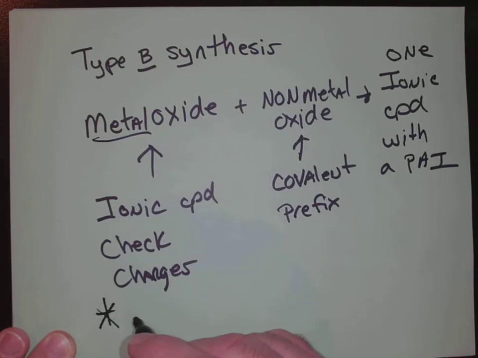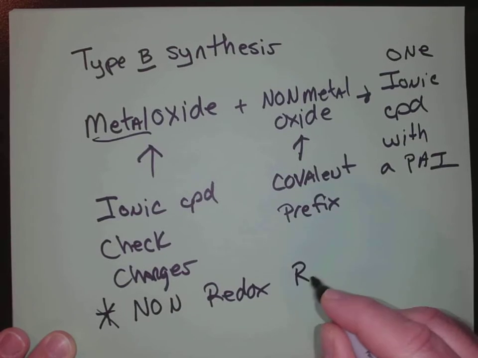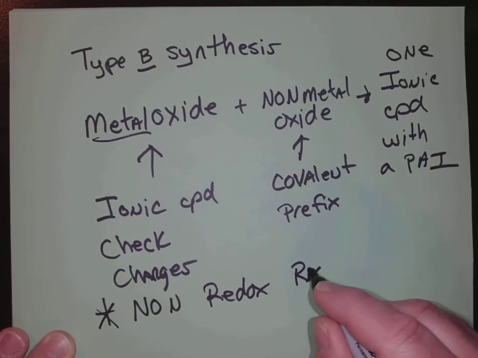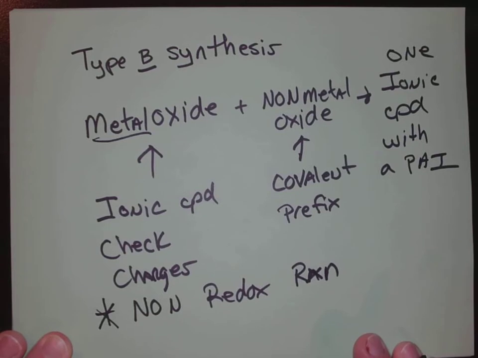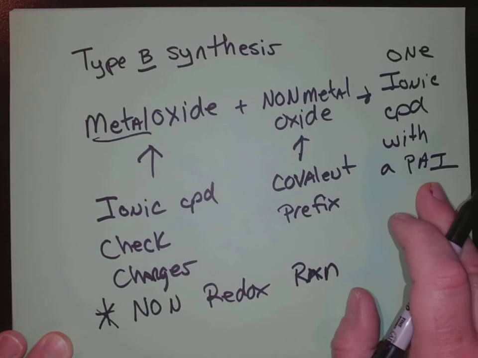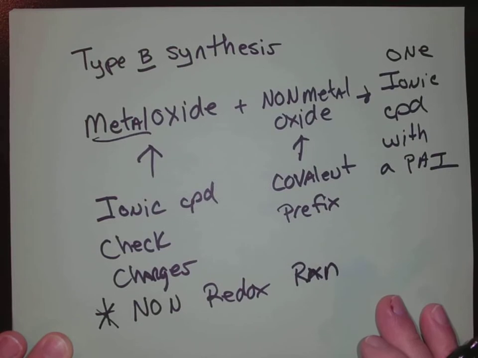Now, these are non-redox reactions. So the oxidation numbers don't change, but you still have to check the oxidation numbers, and that's going to be the key to figuring out what that polyatomic ion is. I'll say that again. You're going to have to figure out the oxidation numbers, all right, and that will tell you if you got the right polyatomic ion. So even though it's a non-redox reaction, you still have to do oxidation numbers, okay?